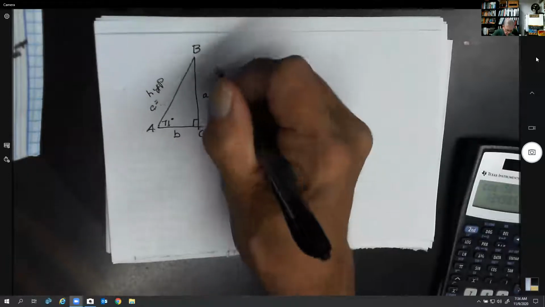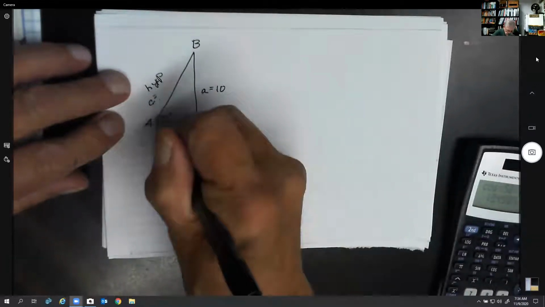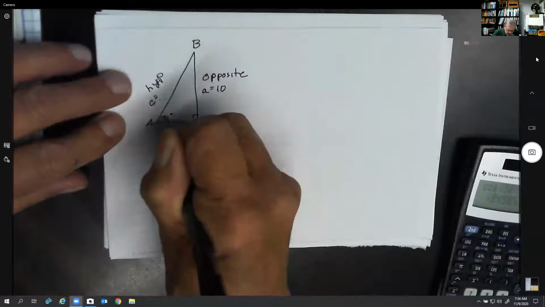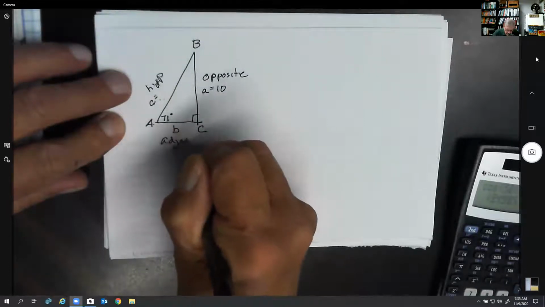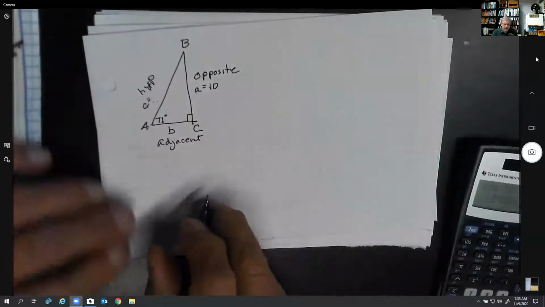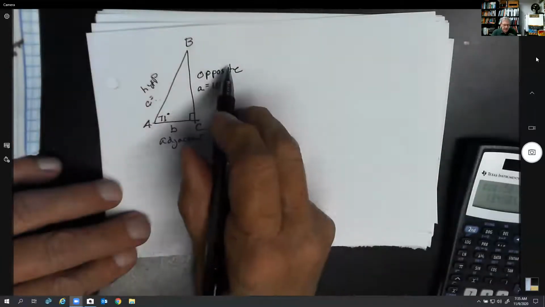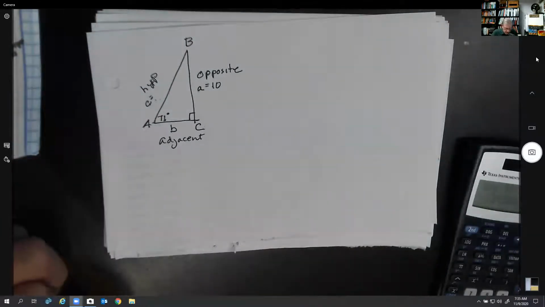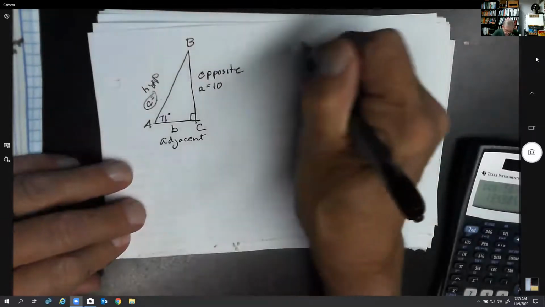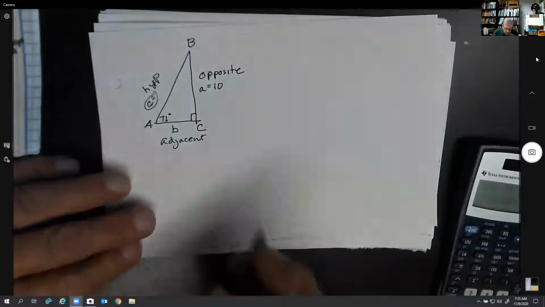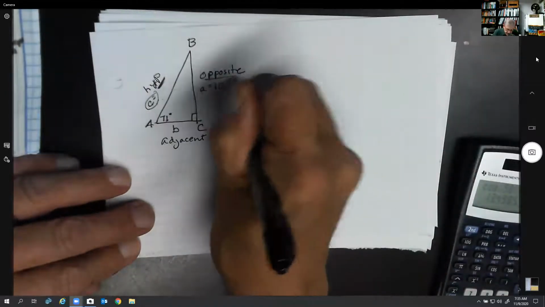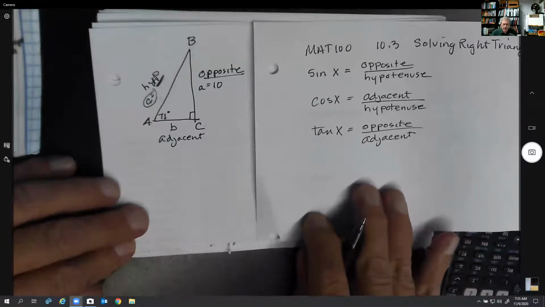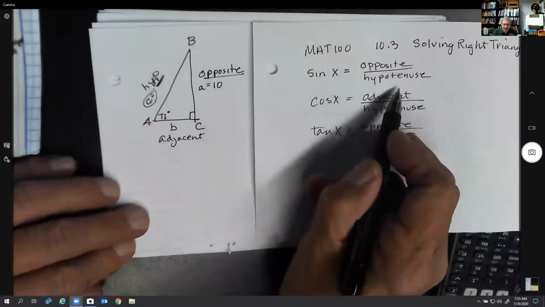This side right here would be what? Opposite angle A. And this side would be adjacent. The bottom isn't always adjacent. It just matters how we drew it. So this is opposite. We're looking opposite this angle. So now we're trying to find C. So we need a relationship that involves the hypotenuse and the opposite because we know that. So if you look at our relationships here, the sine involves the opposite and the hypotenuse.